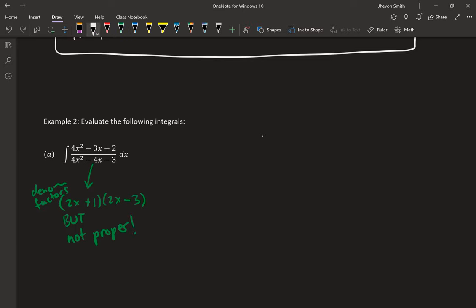So the first thing you're going to want to do is make it proper. How do I make it proper? Well, I'm going to start by getting the denominator in the top. So what I can do is I know I need a minus 4x and a minus 3. But now I realize I'm supposed to have minus 3x, so I have to add.